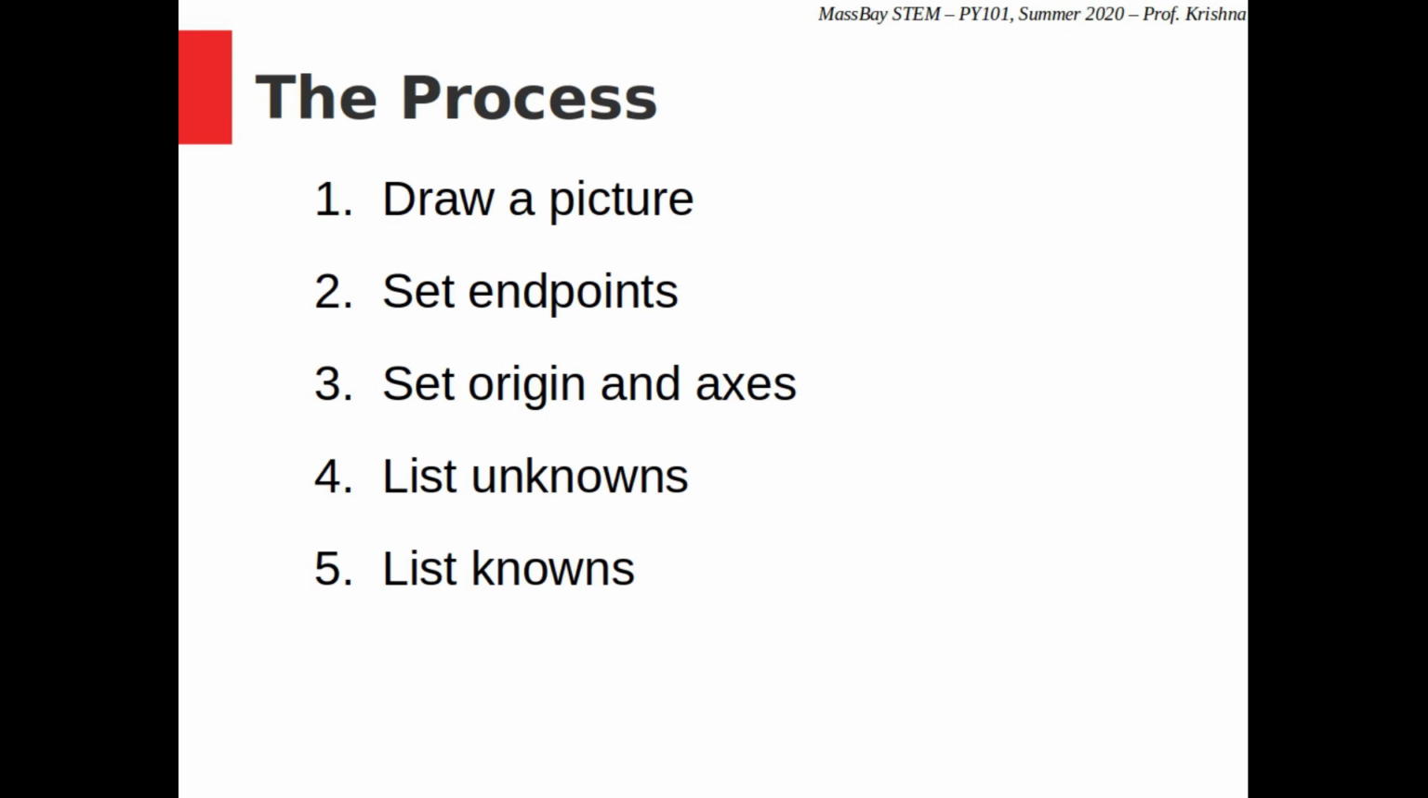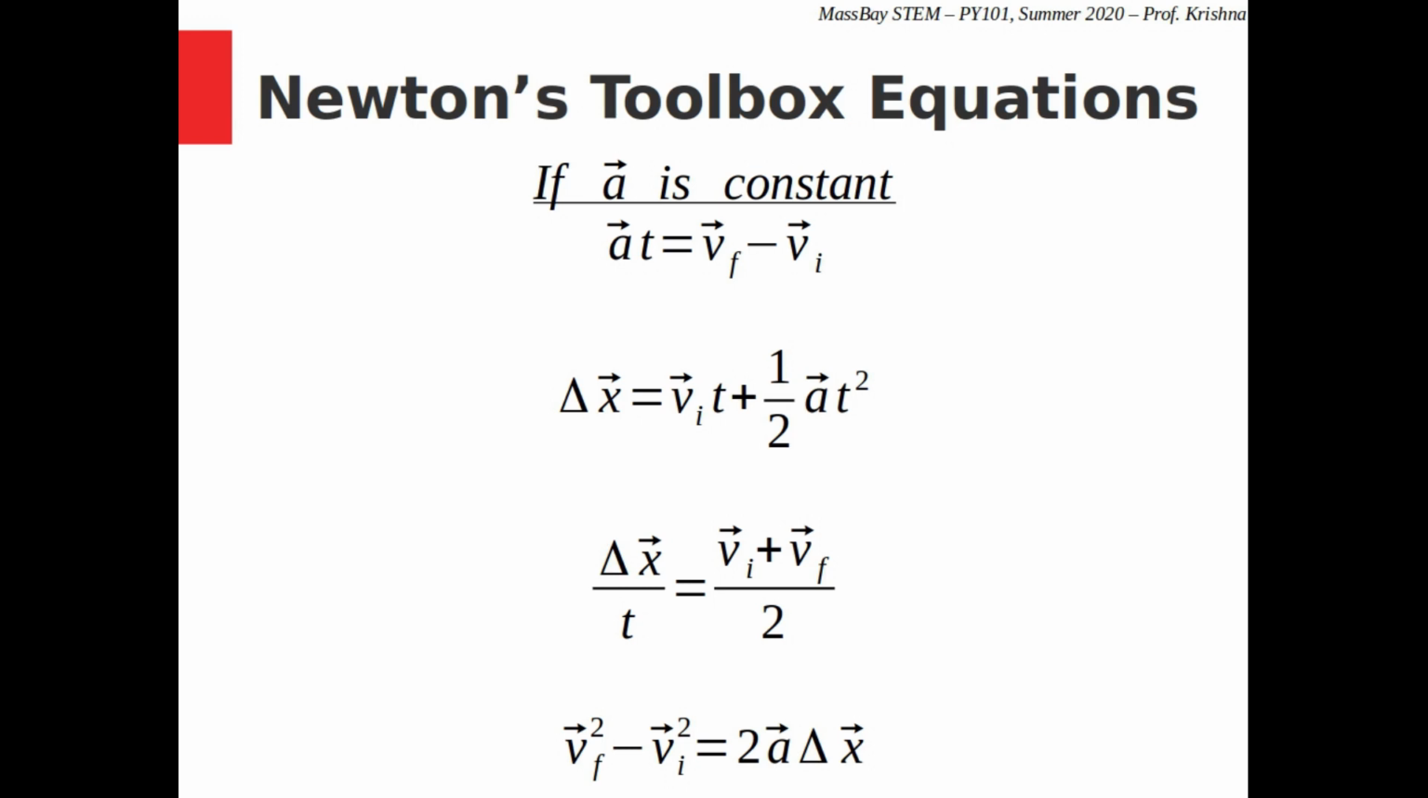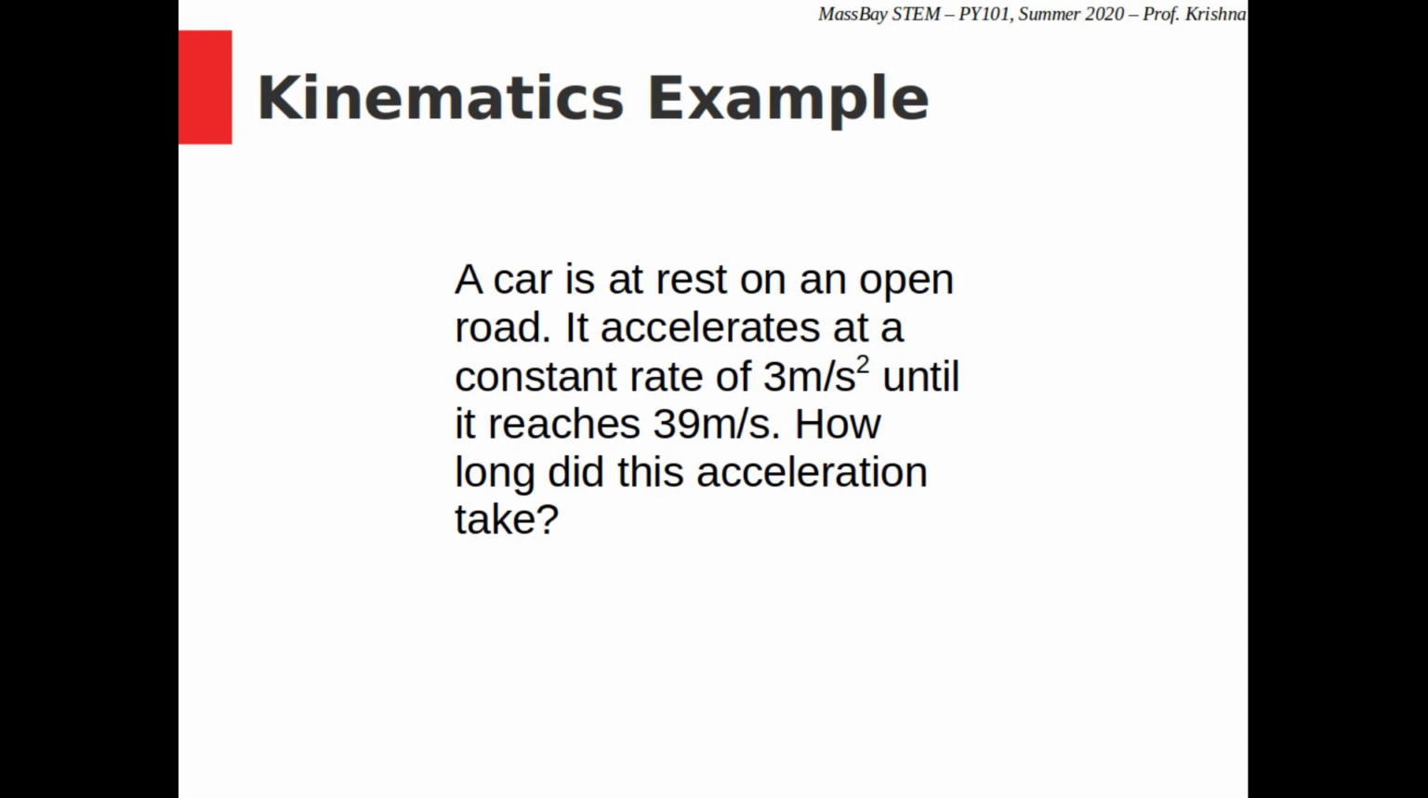Step 5 is to list the known quantities. Remember, each kinematics equation contains 4 of the kinematics variables, so you will need to be given the values of 3 of the kinematics variables in the question. It accelerates at a constant rate of 3 meters per second squared. That's an acceleration. Until it reaches 39 meters per second. That's how fast it's traveling when the second photo was taken. That is its final velocity.